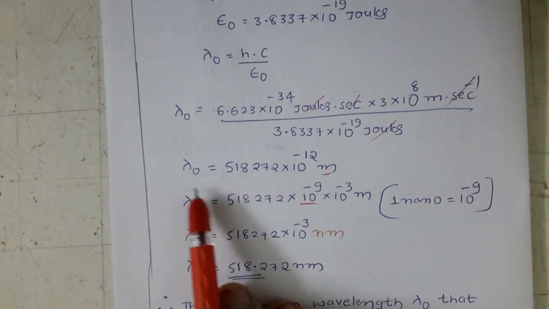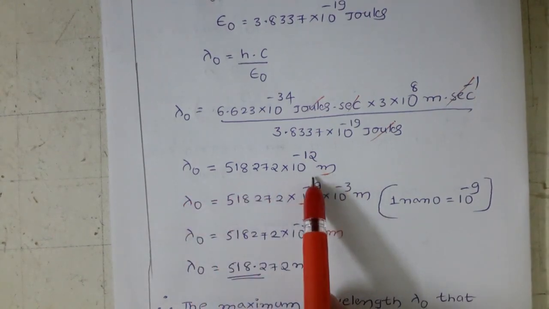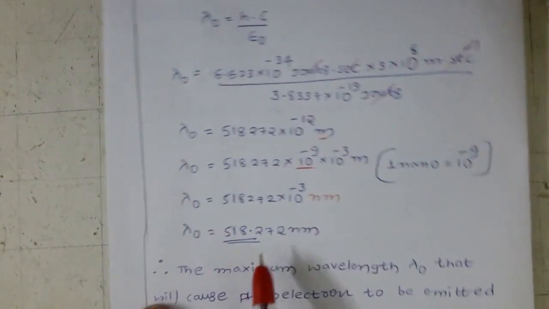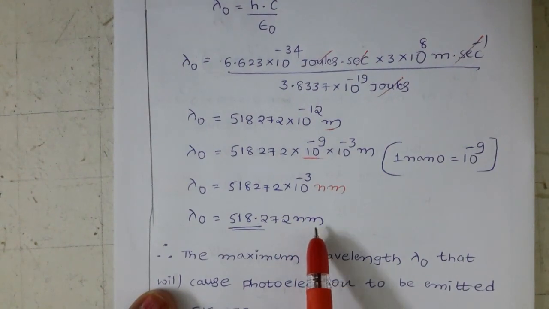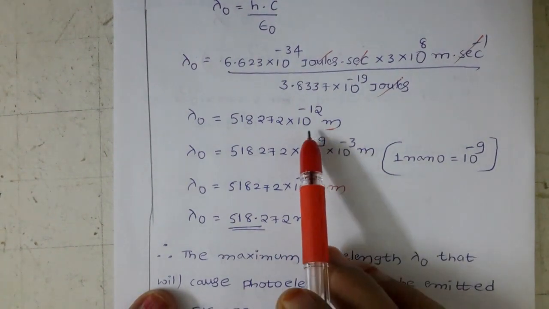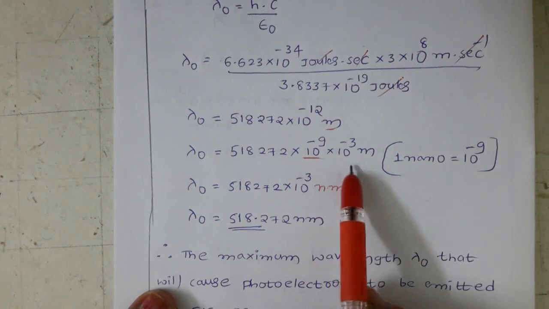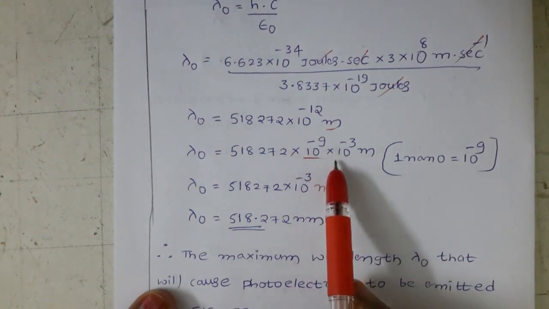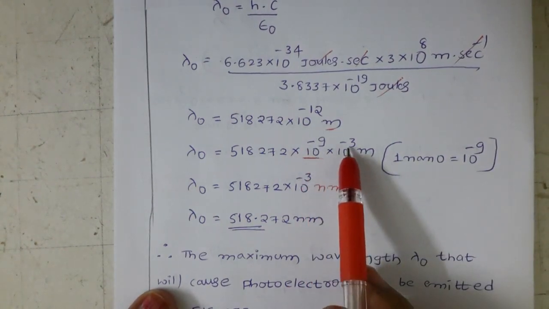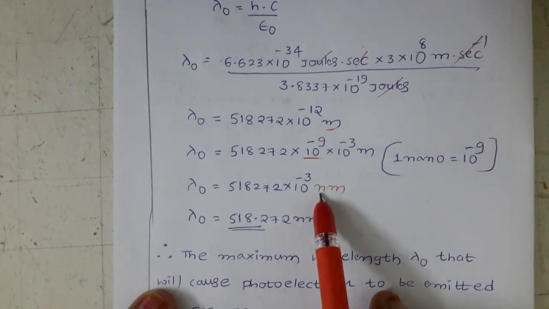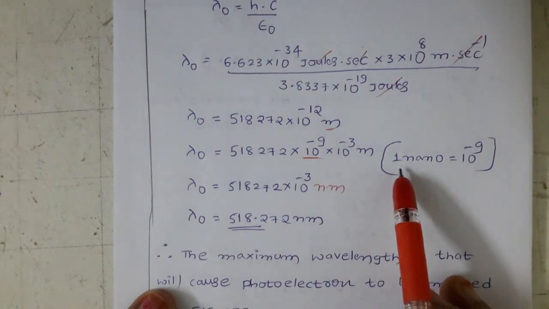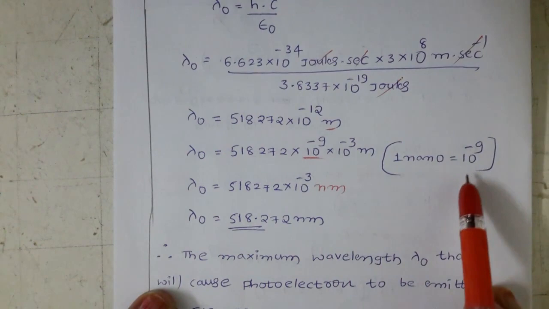So lambda naught, we have this much value. Here we have the answer in nanometers. How are you going to convert here? 10 to the power of minus 12. Shall I write it as 10 to the power of minus 9 into 10 to the power of minus 3? Why? Because we have the answer in nano, and we know very well 1 nano equals 10 to the power of minus 9.